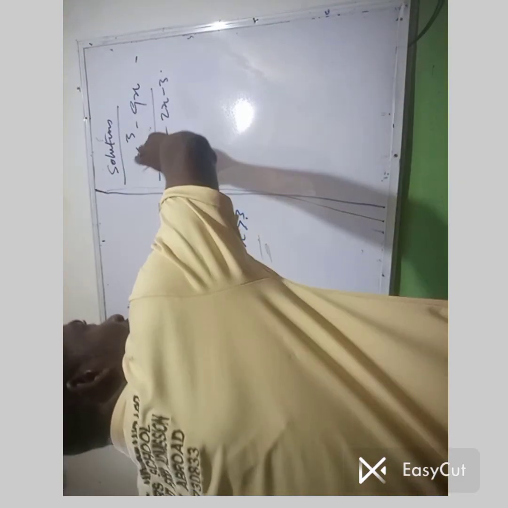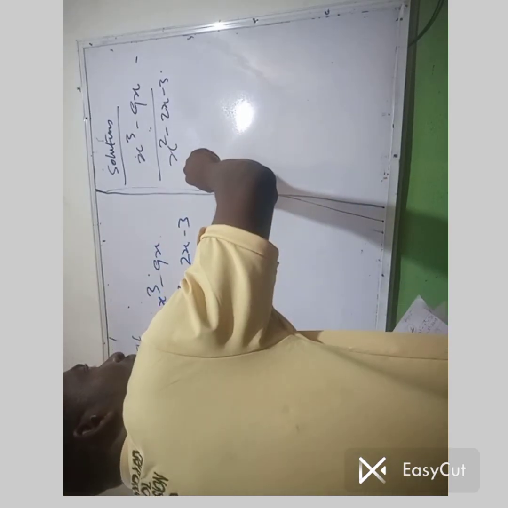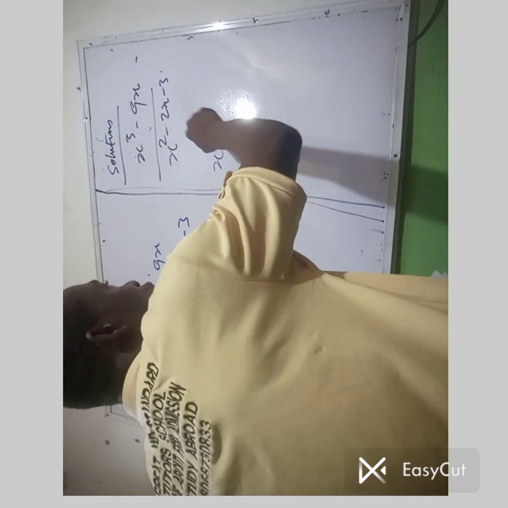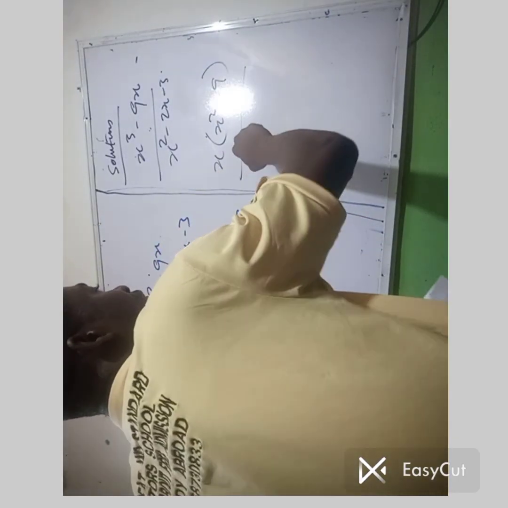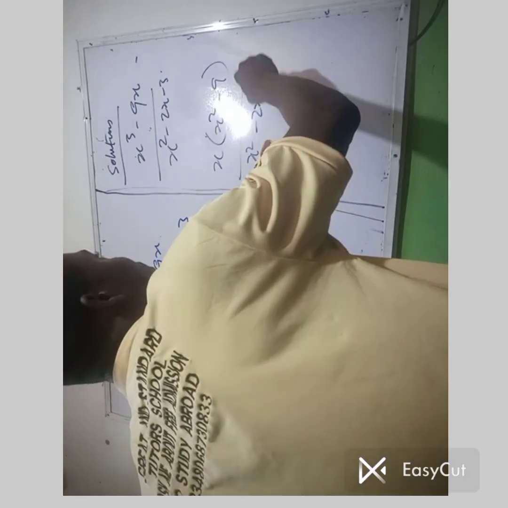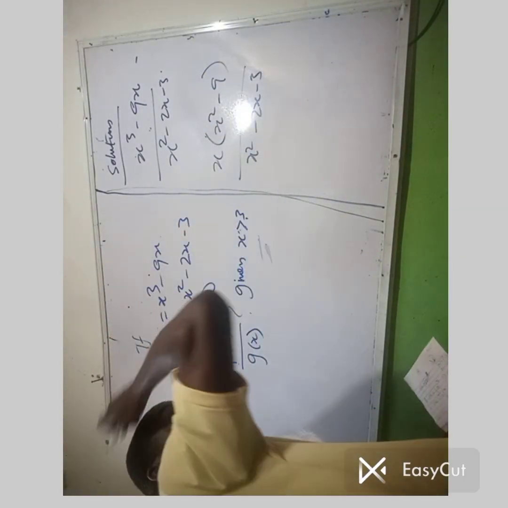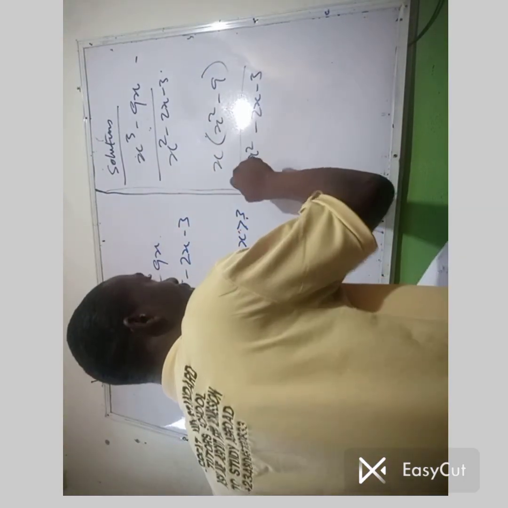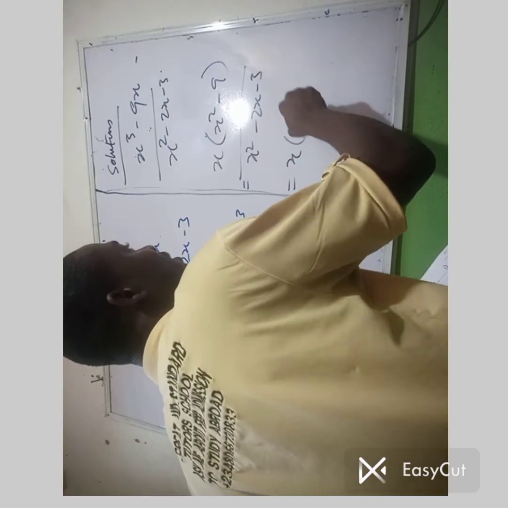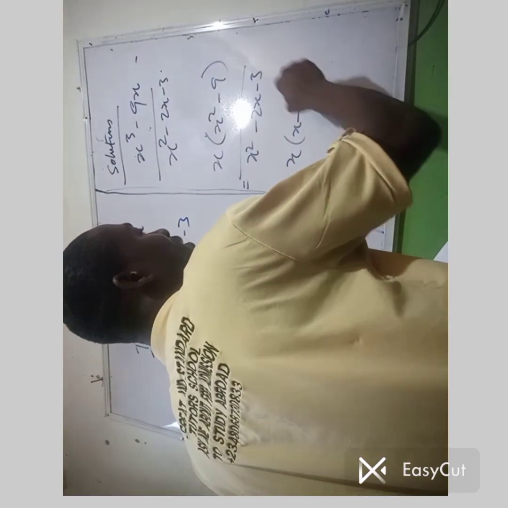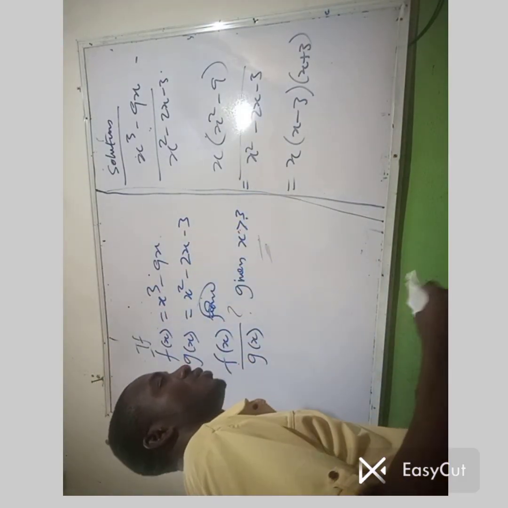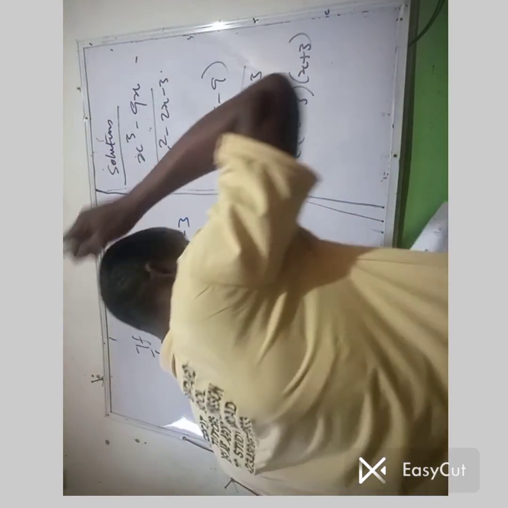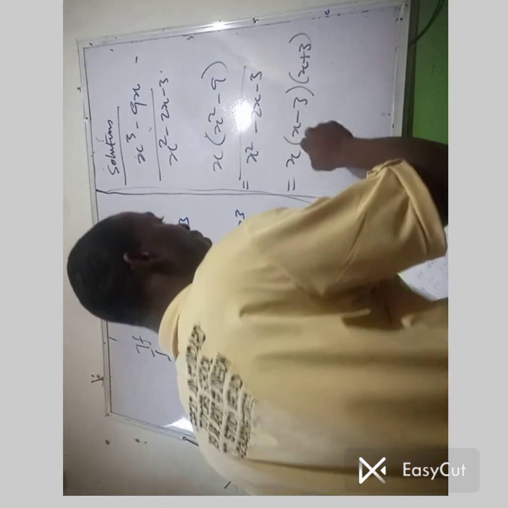We just factorize. What is common to this one? We have x, so we can have x into x squared minus 9, and here also we have x squared minus 2x minus 3. So we can factorize further. Here up we have x into x minus 3 into x plus 3. This is difference of two squares, the sum and difference of two squares. That's how we run it.